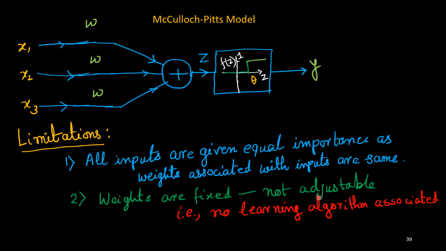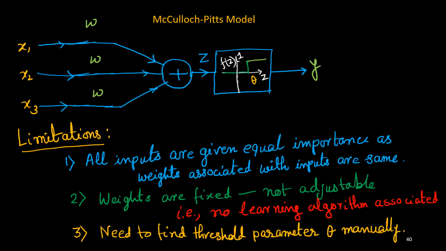However, in our artificial neuron, we want some learning rules to adjust these weights. And at the end, this threshold parameter also has to be found out manually in the McCulloch-Pitts model if you want to design a particular system. Okay, so we'll move forward.